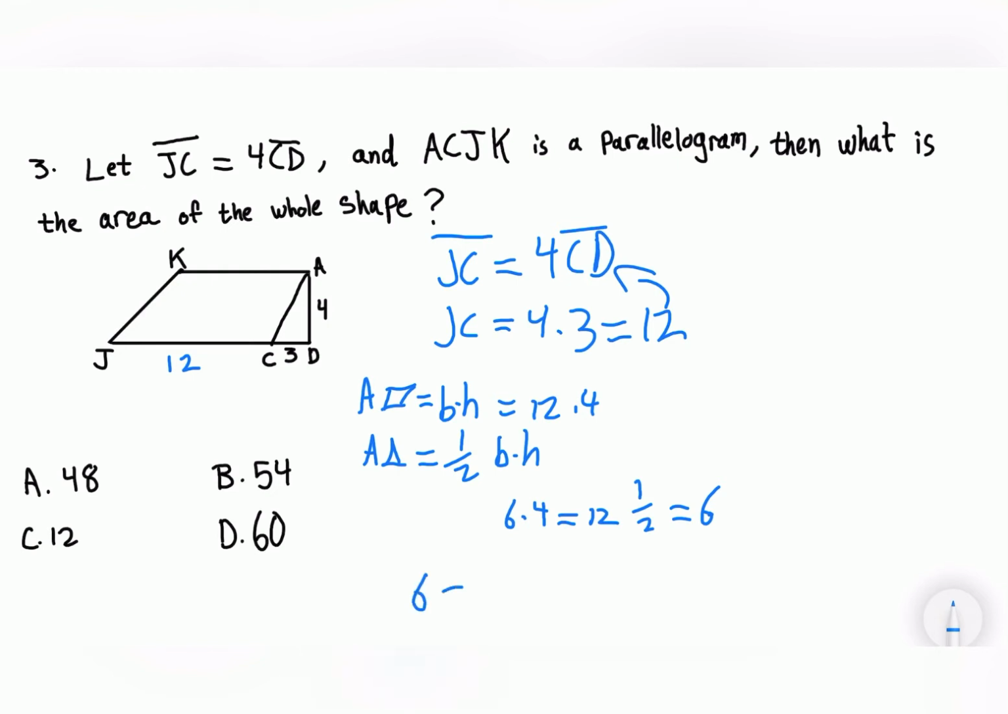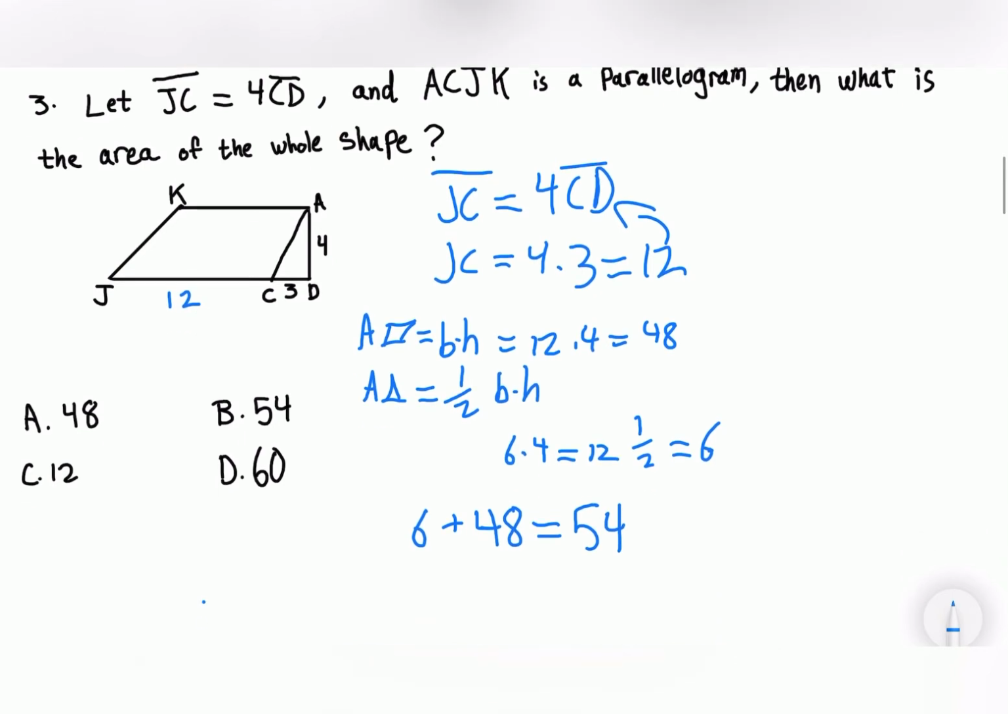And plus the area of the parallelogram, which we did, 12 times 4, which is 48. That means we're adding 6 to 48, which is equal to 54. And that is our answer. Our answer is B.